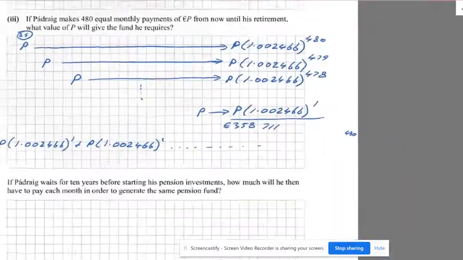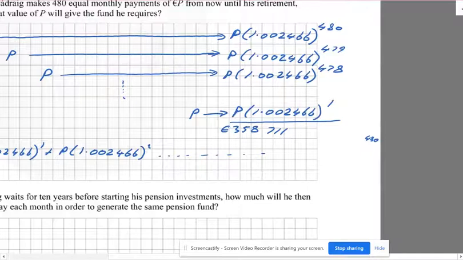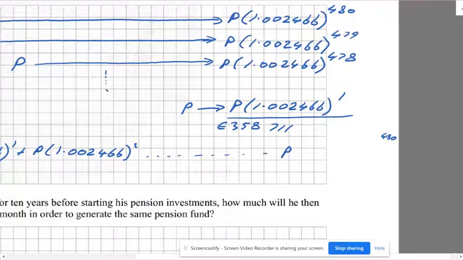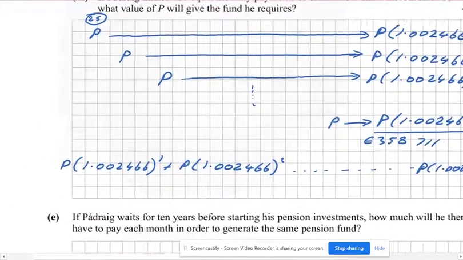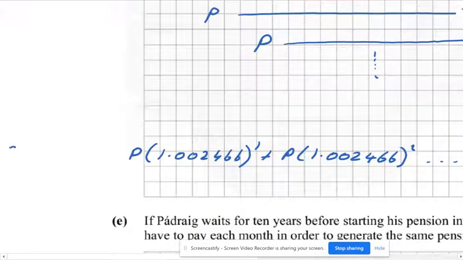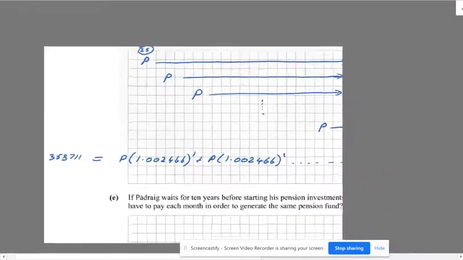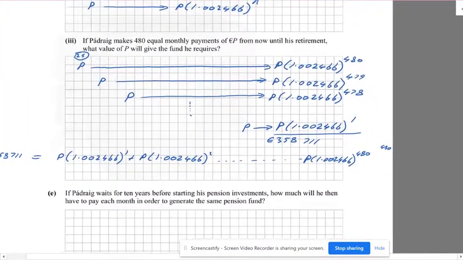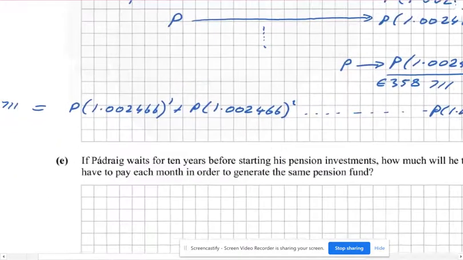And the very last payment, we're going in reverse here, so it's the power of 480, so it's P into 1.002466 to the power of 480. So that's it, and that's of course equal to 358,711. So 358,711 is all of those added together.